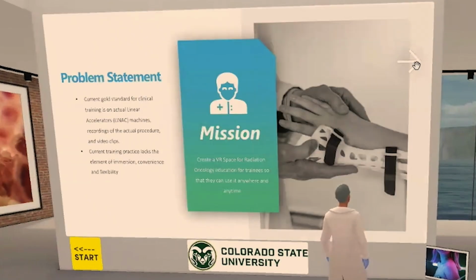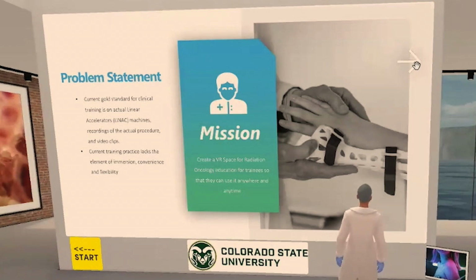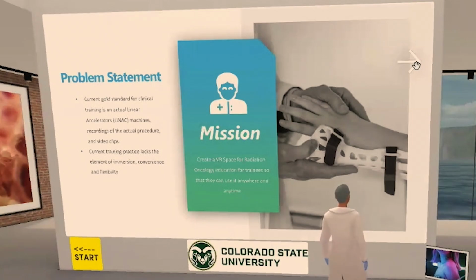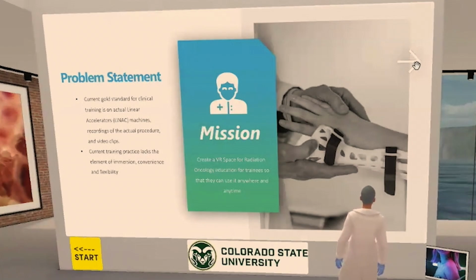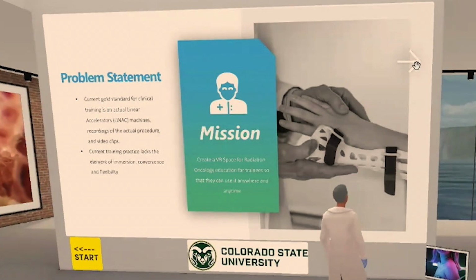So the problem statement was, there are multiple modalities for both imaging as well as treating cancer. The current gold standard for radiation therapy is the use of linear accelerators. These machines are extremely expensive. They roughly cost about $2 million, and typically a hospital has one or two of these machines in the radiation bunker.